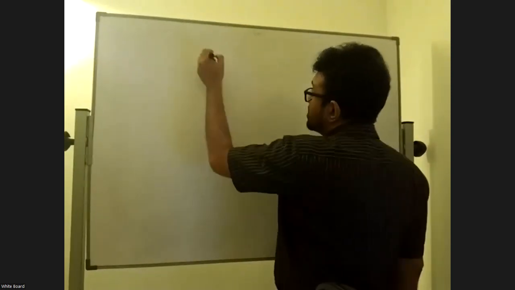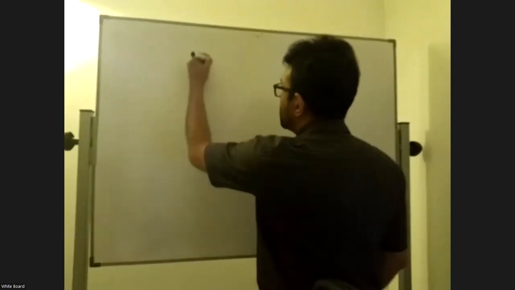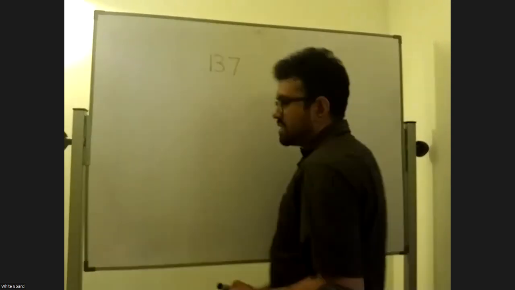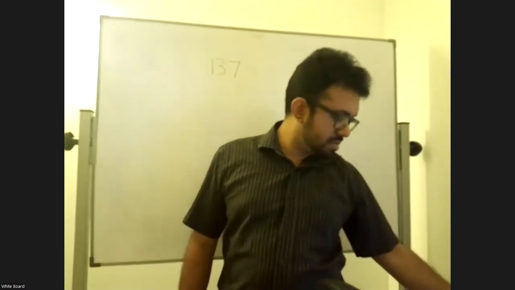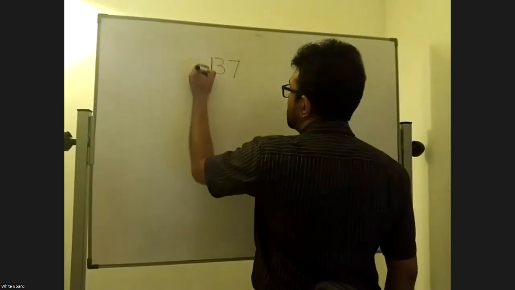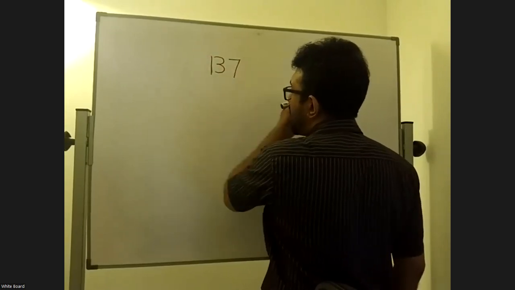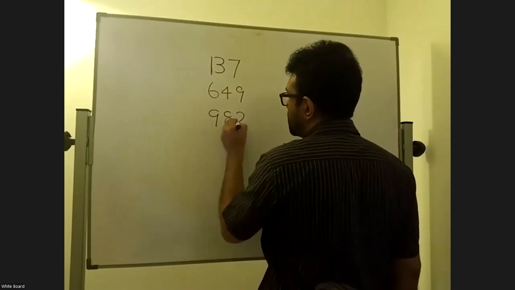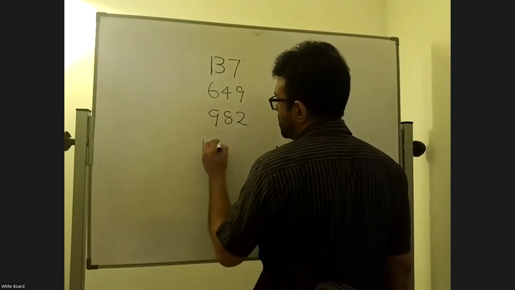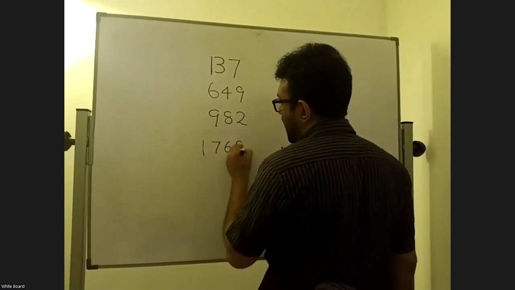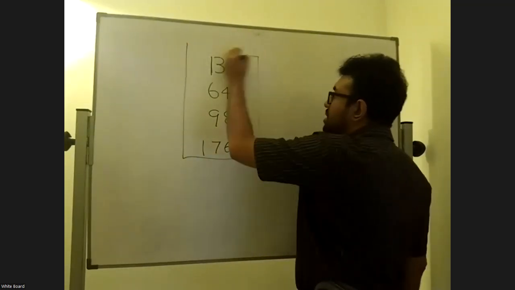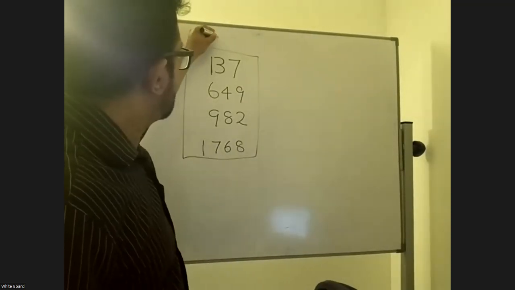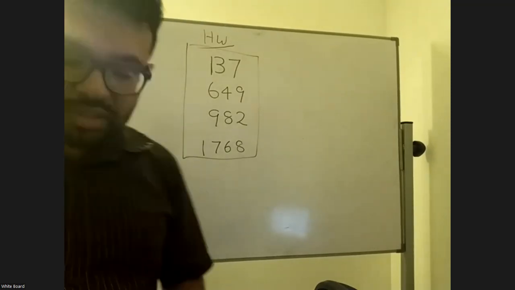So convert these numbers. I will do some more big numbers. 137, 137, 649, 982, and 1768. These are your homework. Use a pencil and first do them, right? Homework, right? Take a pen or just take a rough sheet.